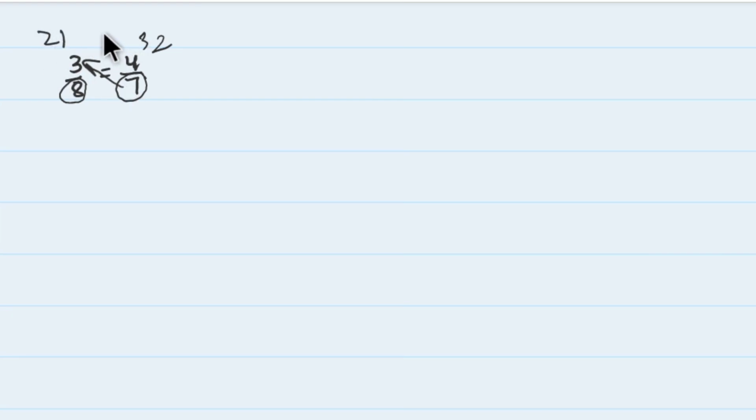Are 21 and 32 equal? No, they are not equal. So 3 over 8 and 4 over 7 is not a proportion. So actually what we do, we multiply the denominator of one fraction to the numerator of the other, and similarly the denominator of the other fraction to the numerator of the first, to test the proportion.